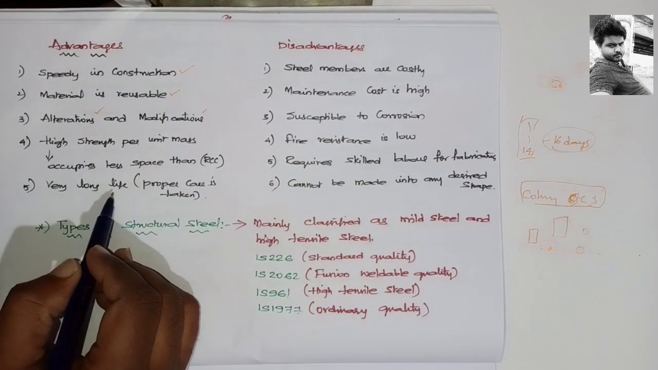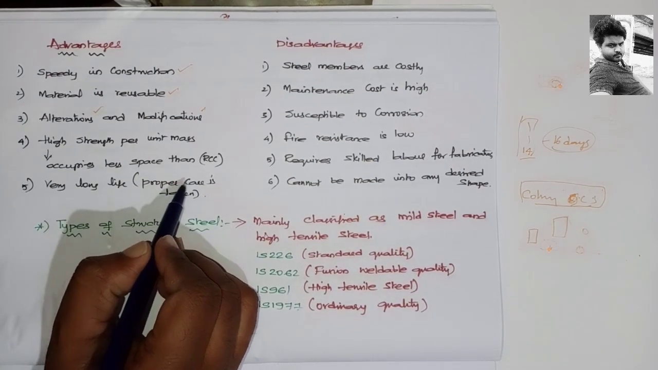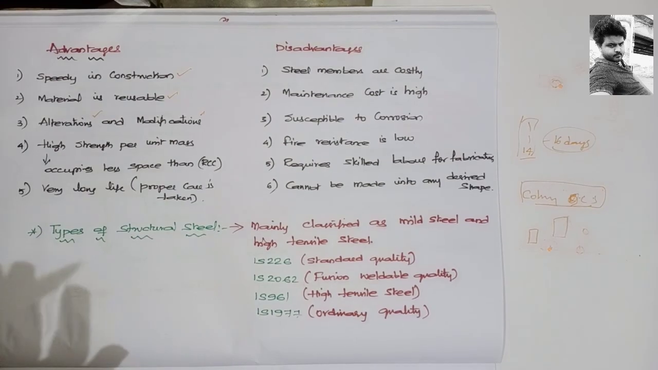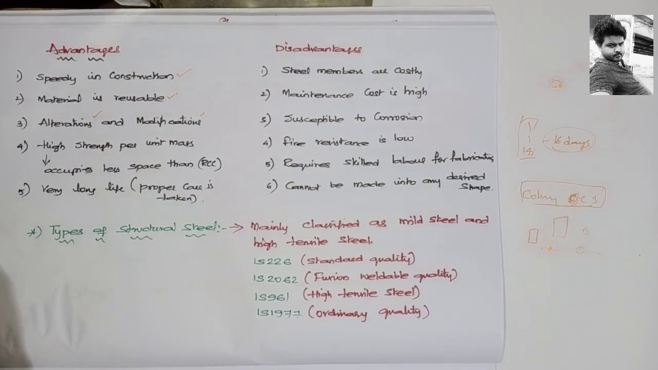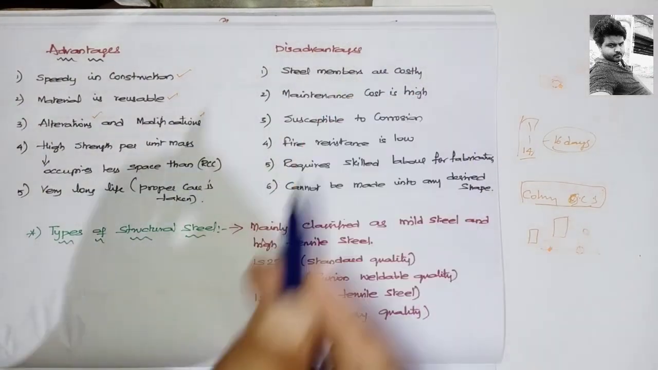Steel will have a very long life, but the condition is that proper care is to be taken. Proper care means what? Regular lubrication, painting, all this has to be done. Maintenance should be done properly, then only you can use it lifelong. And coming to the disadvantages.